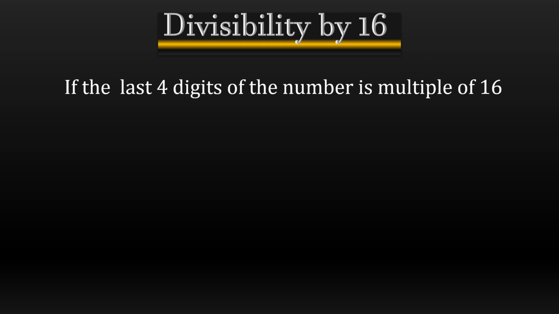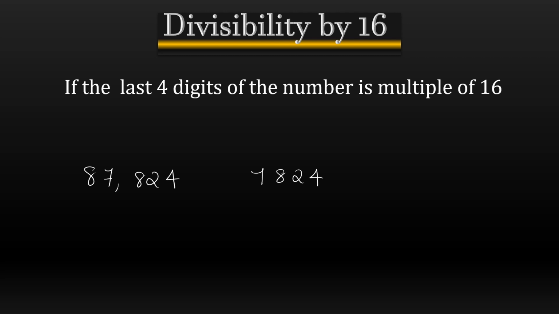Divisibility by 16. If the last 4 digits of the number are a multiple of 16, we can say that the number is divisible by 16. Consider the example 87,824. The last 4 digits are 7,824. We have to check whether 7,824 is a multiple of 16.